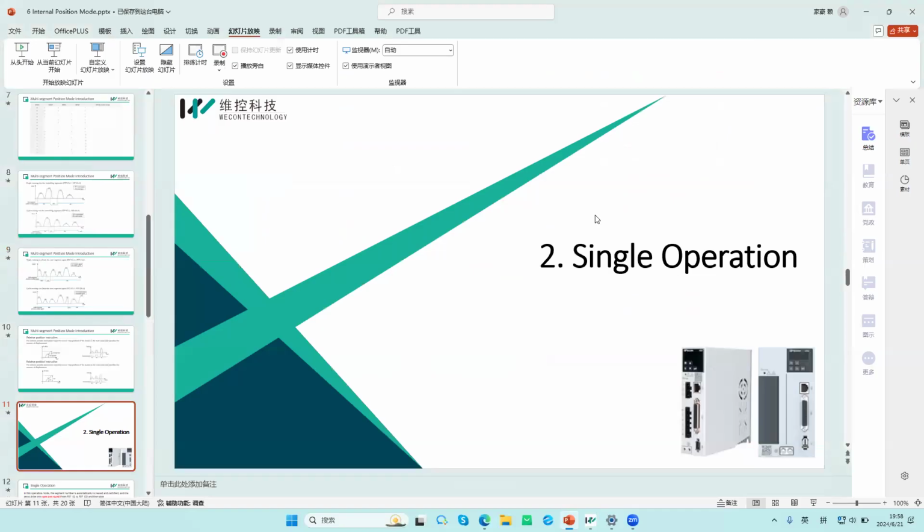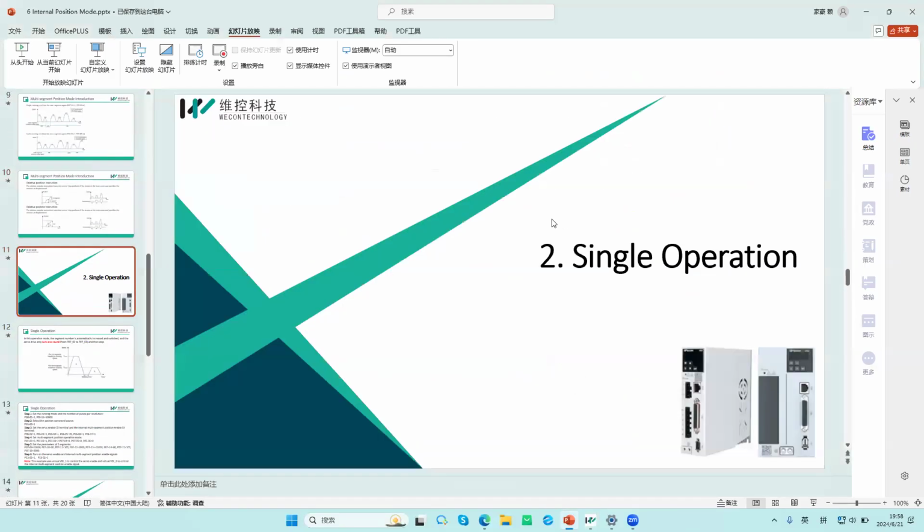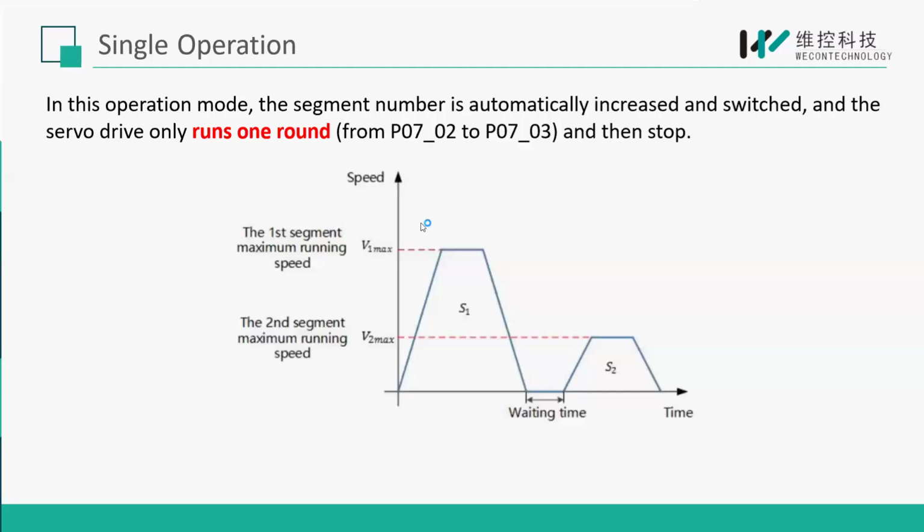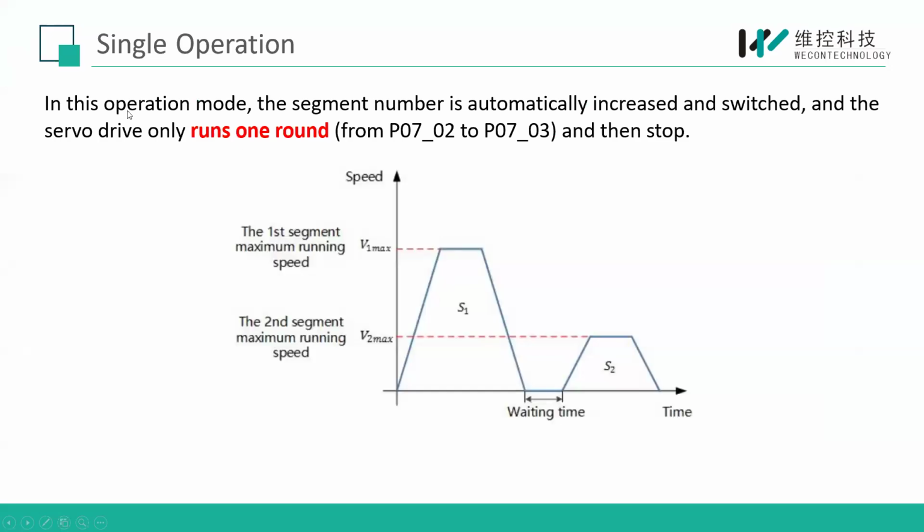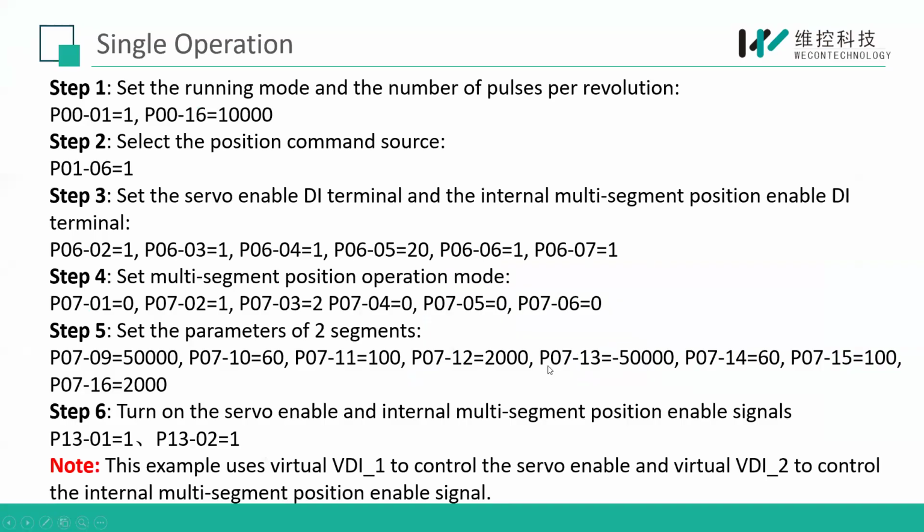So you can see it's not too much, yes. And now we can see the single operation. In a single operation, the motor will only run from the start segment to the end segment and then stop. Only one cycle. This is the parameter setting. So you can see it's very detailed.